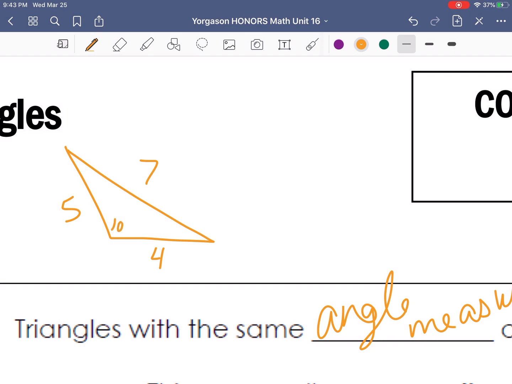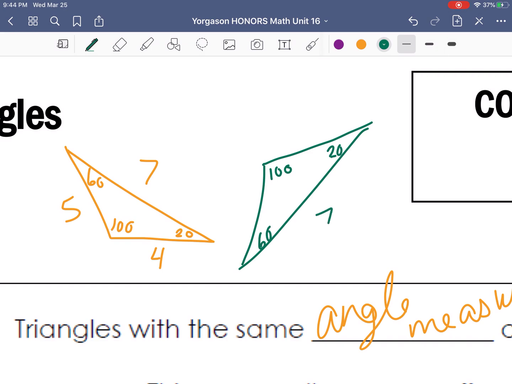We'll say that this angle is 100 degrees, this one is 20 degrees, and that one, let's see, we got to do some math here, 60 degrees, right? And then I had a second triangle over here. Going to try and draw it the same, if it had these traits. The picture is inaccurate, but hopefully we get the idea. These two triangles have the same side lengths, 4, 5, and 7, and they have the same angle measures, 60, 100, and 20 degrees, right?